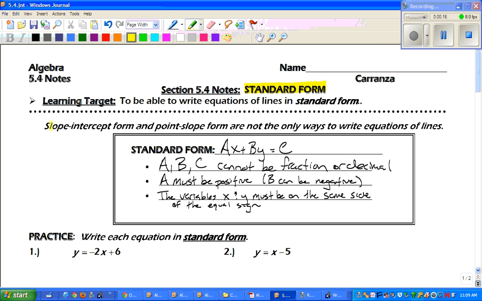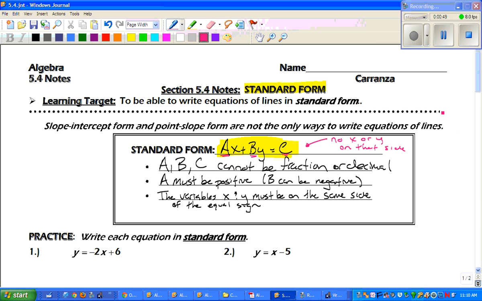Our learning target today is to be able to write equations of lines in standard form. We've already talked about slope-intercept form and point-slope form, but they're not the only ways to write equations of lines. The other way is in the form ax plus by equals c, where c is just a number, and there is no x or y on that side. A, B, and C are just numbers.